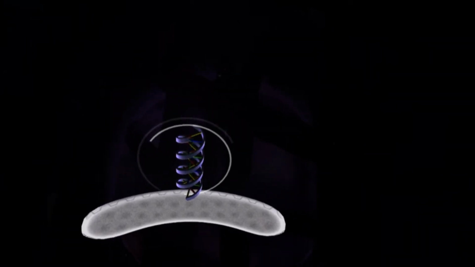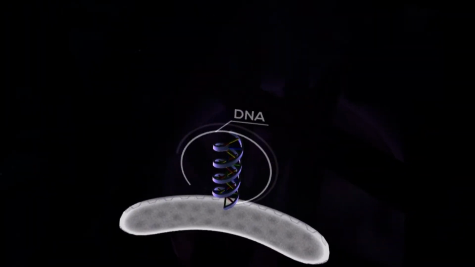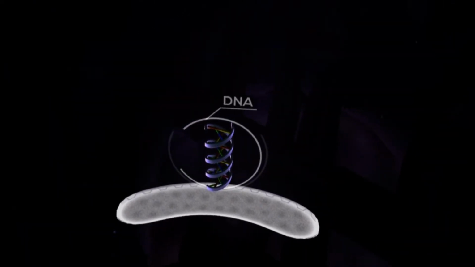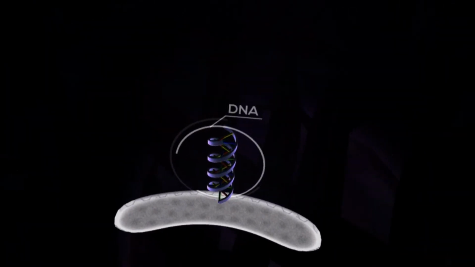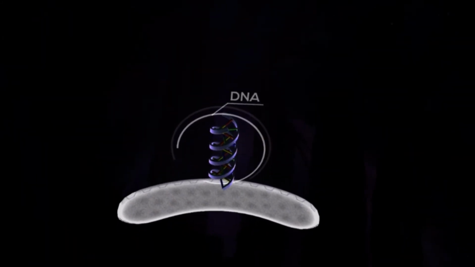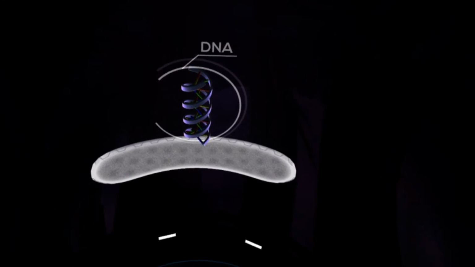Here we are inside the nucleus, the control center of the cell, containing the majority of the cell's DNA. DNA, or deoxyribonucleic acid, is a molecule that carries our genetic code. The DNA contains instructions for protein synthesis.